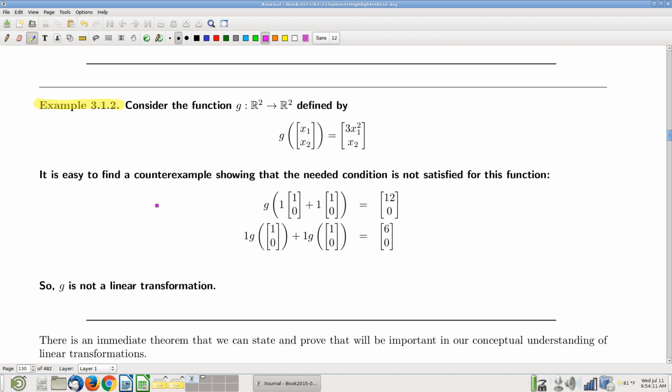So here's an easy example. There's a perfectly innocent function from R2 to R2. It's not a linear transformation. If you try to prove, like we did just a second ago, if you try to go through and prove this is a linear transformation, you will fail.